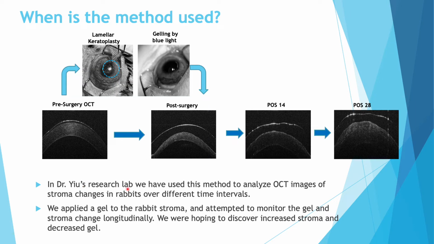When is this method used? In Dr. Yu's research lab, we have used this method to analyze OCT images of stroma changes in rabbits over different time intervals. We start with a pre-surgery OCT diagram, followed by surgery occurring in lamellar keratoplasty, which is the removal of corneal tissue, and we have gelling by blue light, which allows us to track these changes in OCT images. Post-surgery, we can see that it is a very different OCT image from pre-surgery, as we have a decreased amount of stroma compared to the pre-surgery image. We follow this up by tracking changes after 14 and 28 days or 2 to 4 weeks, and we attempt to monitor the corneal stroma change longitudinally.